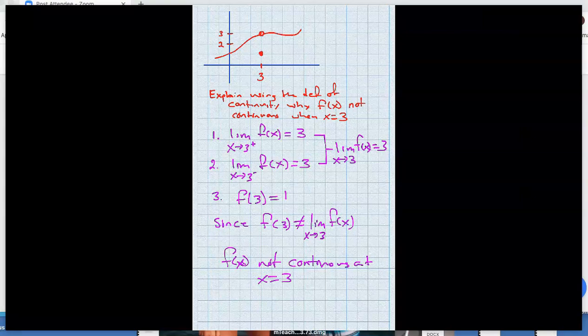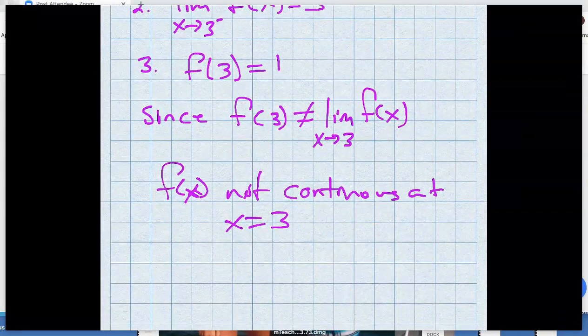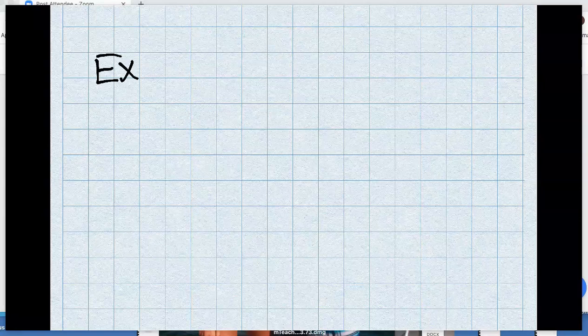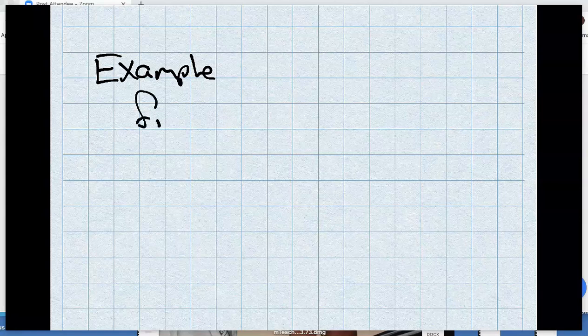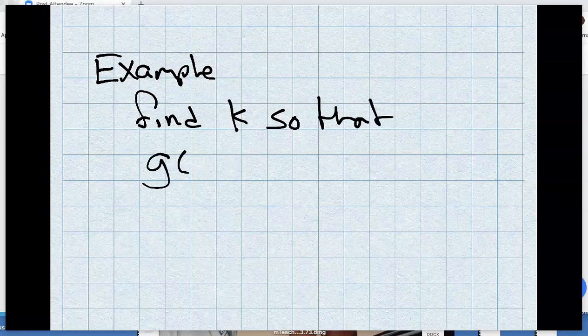Some of the other things that sometimes show up, and I'm not sure where this will show up if it shows up on the exam this year, would be an idea of a piecewise function. So let's look at a second example. And it might be something like this. Find k so that g of x is continuous.